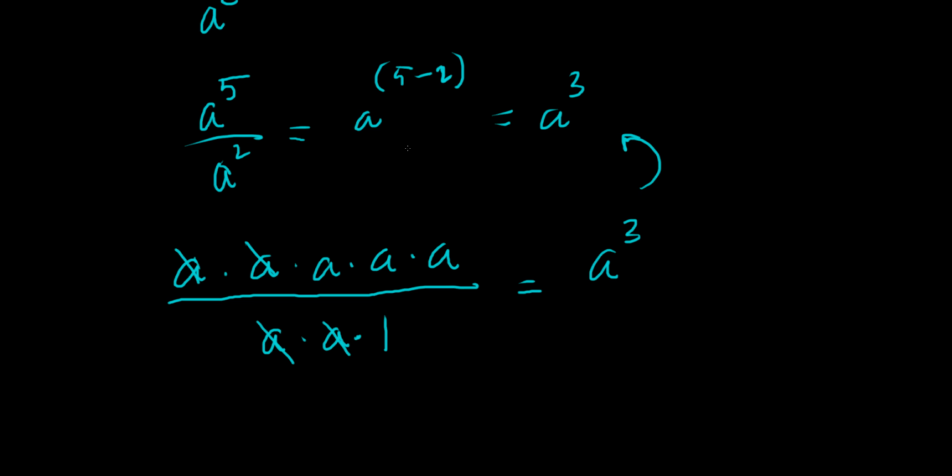And I assure you this works for any exponents that you could have chosen. This always works. Even when the exponent on top is less than the number on the bottom, you will get a negative exponent, which we'll go into what that means, but it always works.